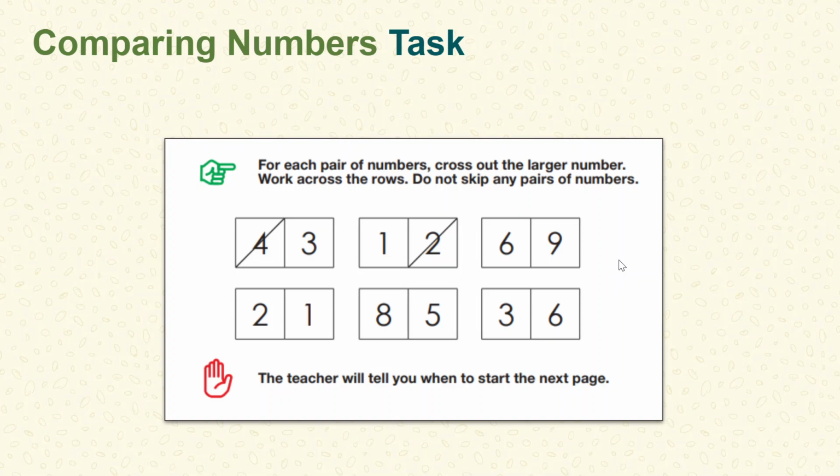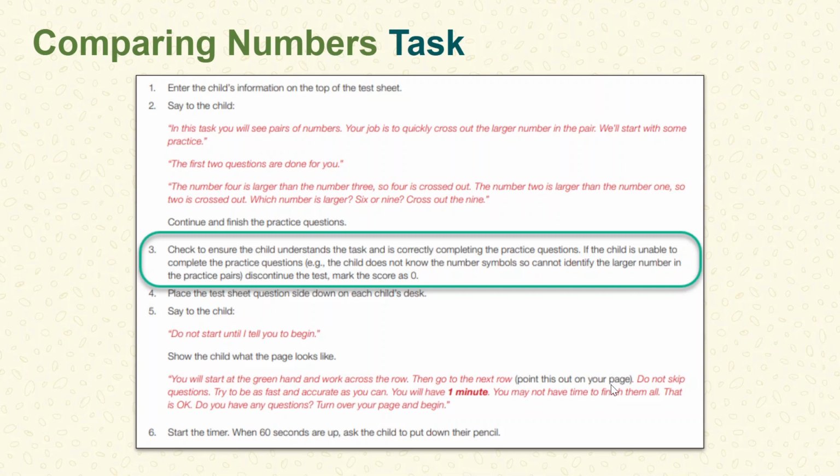Notice the green hand and the red hand. Each of those give the student a visual prompt for where to start, where to stop, and the order in which to go from left to right. Now, once the practice page has been completed, you want to take a close look at, does the child really understand the task, and are they correctly completing the practice questions as described using the prompts above?